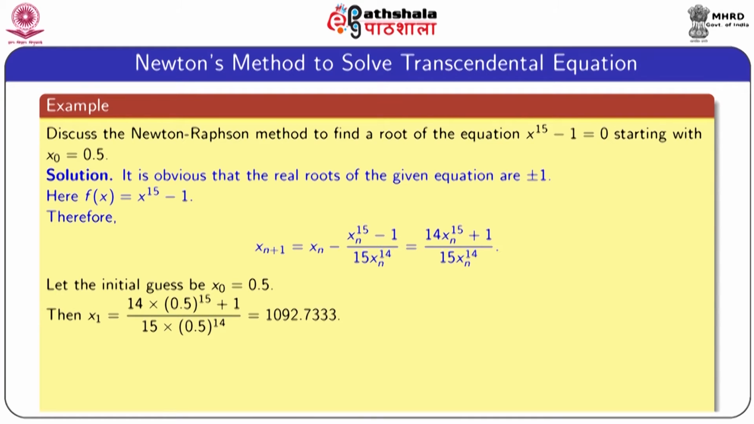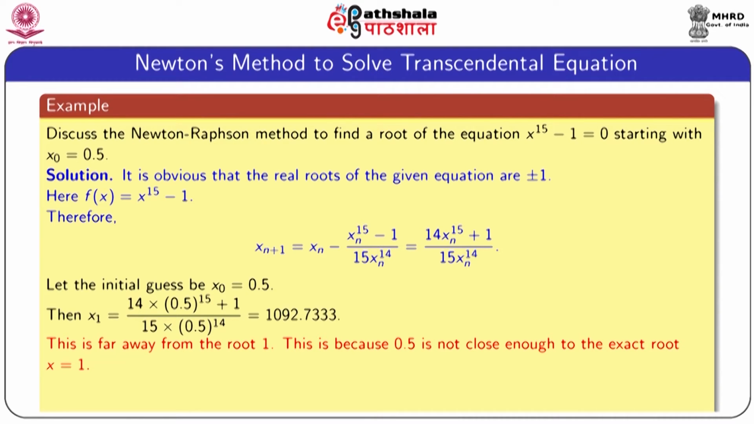Then the first approximated value x1 is 1092.7333. Note that the value of x1 is 1092.7333, and it is far away from the exact root 1 or minus 1. So, this initial guess is not acceptable to find the root of this type of equation.